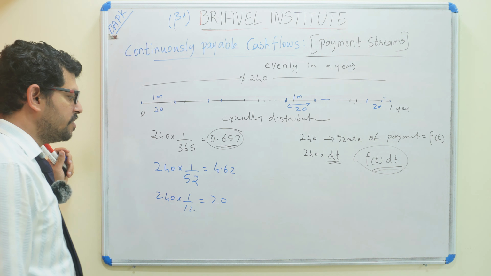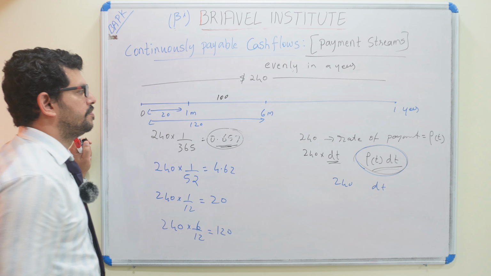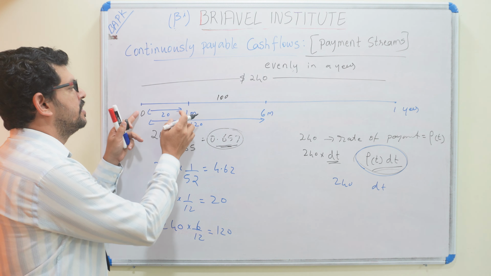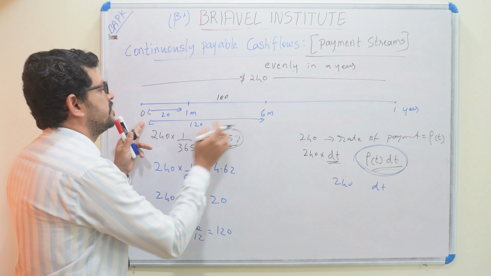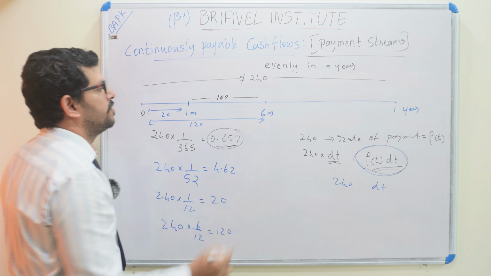So here we know that the 1 month total payment is 20, and the 6 month total payment is 120. Up to here my payment is 20, and up to here my payment is 120. Then what will my payment be here? We can easily say that it is 100. Up to 1 month it is 20, up to 6 months it is 120, so my payment from 1 month to 6 months will be 100.